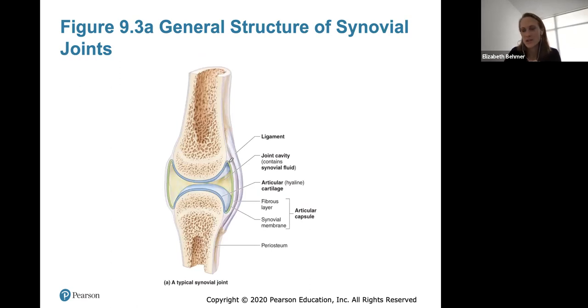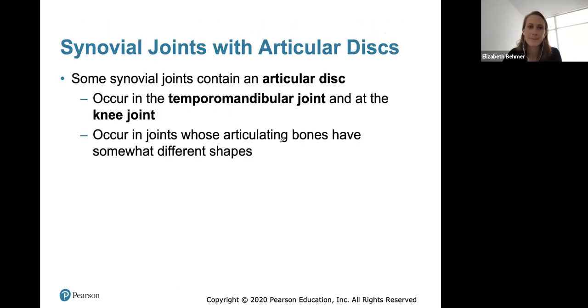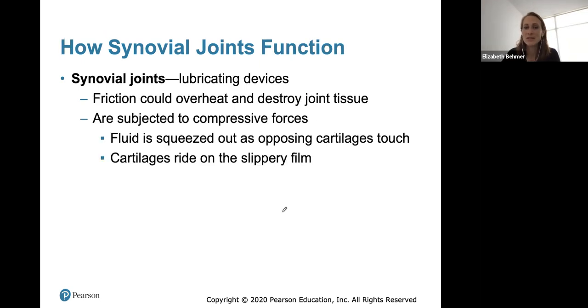And this would be found in your elbow, in your knee. You can see the articular capsule layers, the articular cartilage, then the joint cavity filled with synovial fluid, and the joint itself will often be reinforced with ligaments. Some synovial joints contain an articular disc. It occurs in the temporomandibular joint and at the knee joint, and it occurs in joints whose articulating bones have somewhat different shapes. Synovial joints act as a lubricating device to reduce friction.